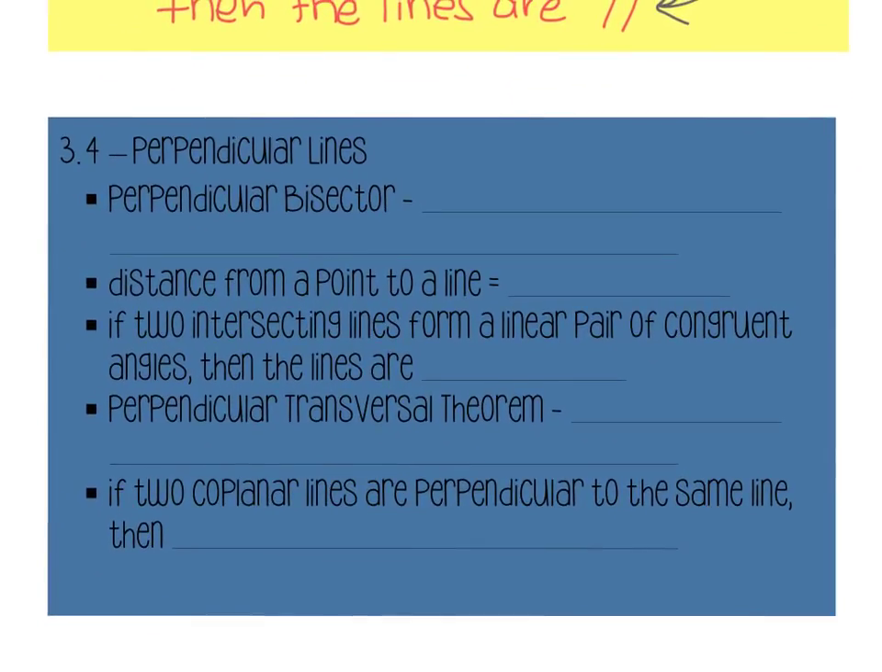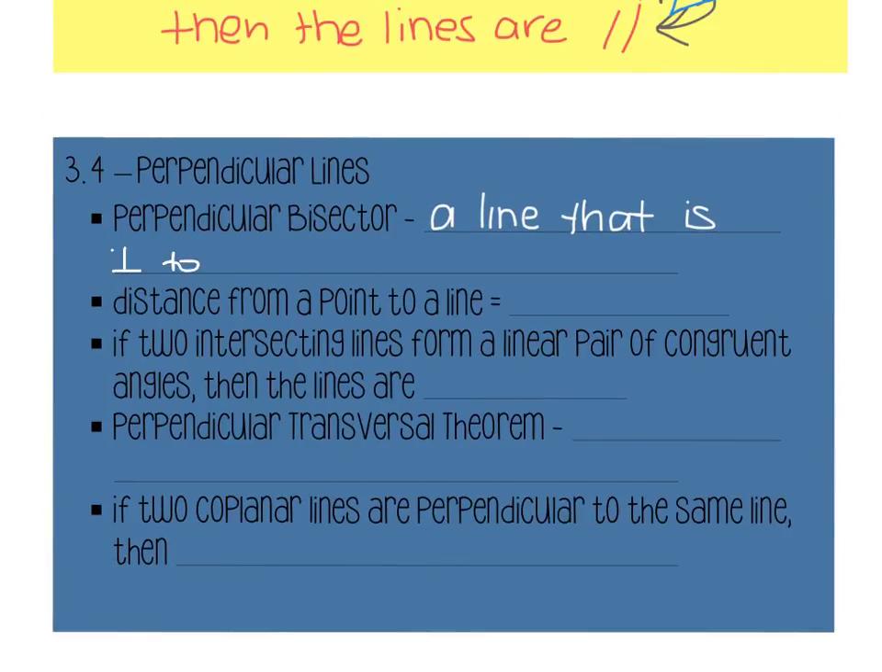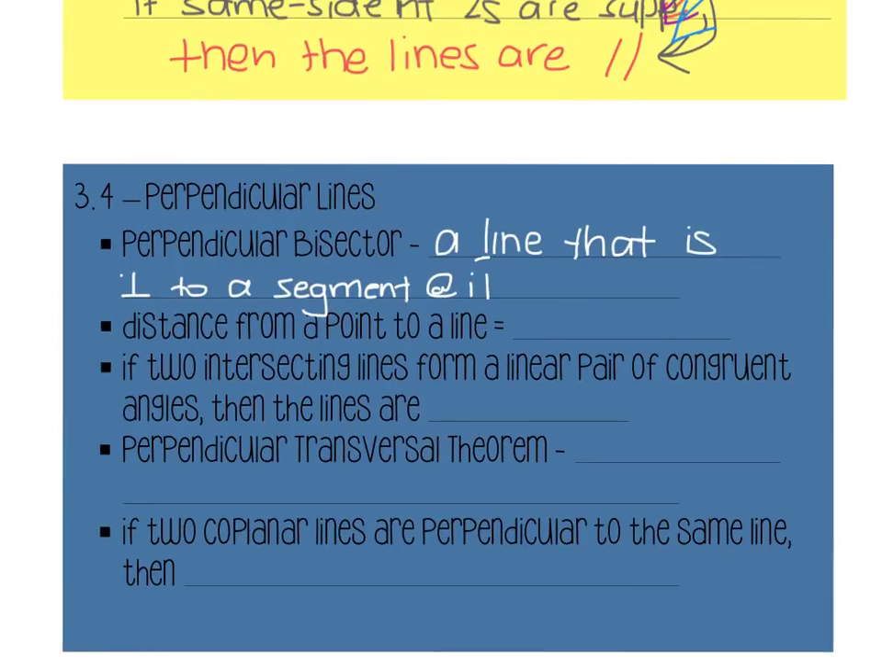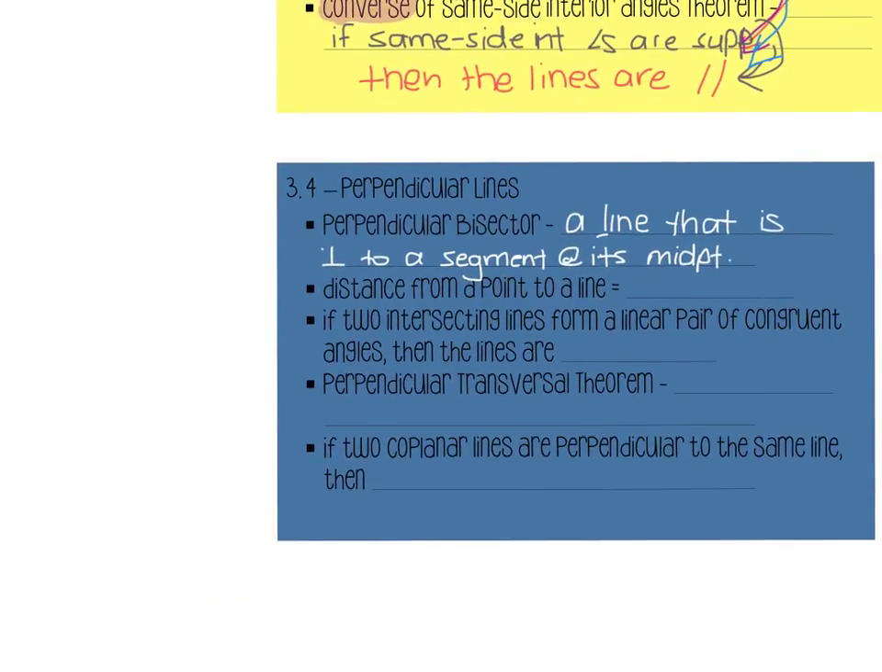3-4 was your perpendicular section. So all the information about perpendicular lines, the perpendicular bisector, which is a line that is perpendicular, which is the upside down T, to a segment at its midpoint. So that would look something like this. So I've got a segment and then a line. It would be perpendicular to that segment at its midpoint. So in this case, the purple line is the perpendicular bisector to this red segment.